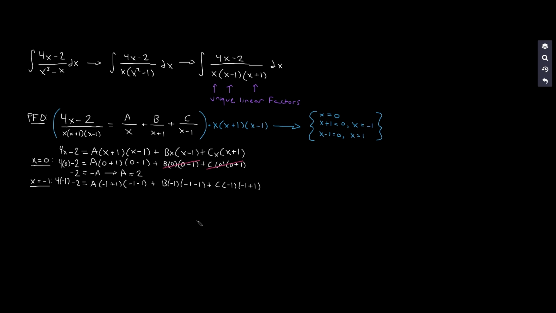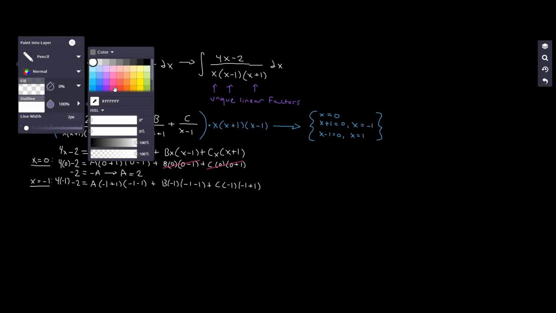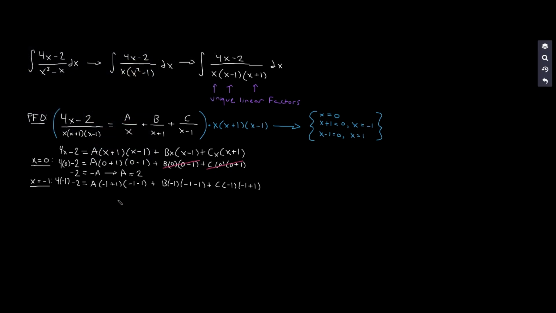And then what's going to end up happening here? Well, it looks like in this case, the A term is going to get canceled out, and the C term is going to get canceled out. That's going to be -6 equals 2 times B, and that's going to reveal to us that B equals -3, I think.